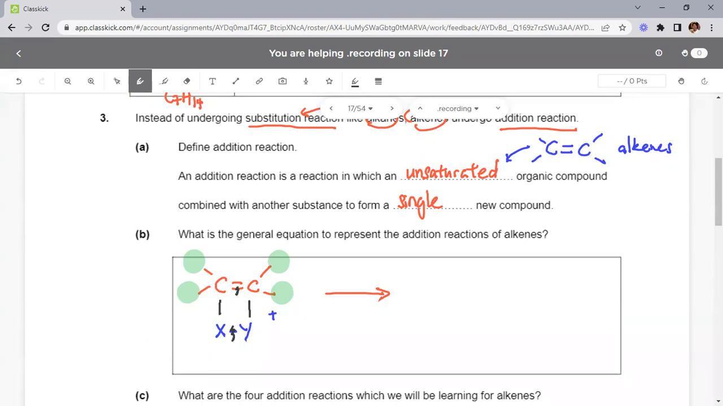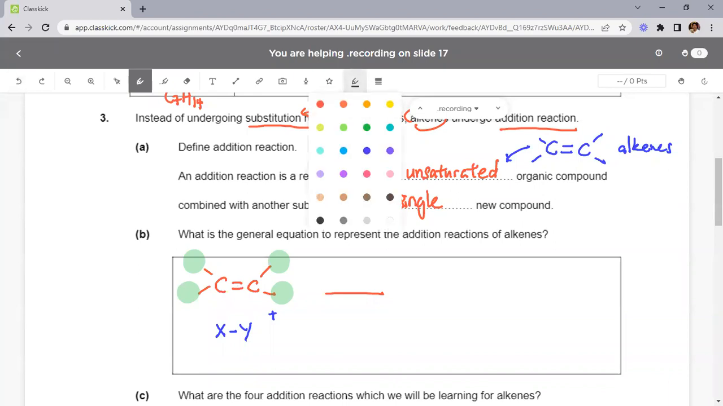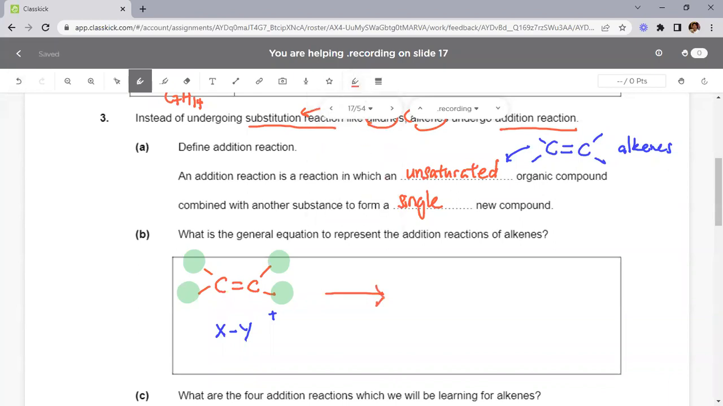Okay, let me recap. Sorry, I realize my arrow is gone, so I'm going to show in black again. When X and Y approach the C double bond C for the addition reaction, one of the bonds in the double bond will break. The bond between X and Y will break. Then one carbon will attach to one of the atoms, and the other carbon will attach to the other atom. This is the mechanism of what's going to happen.